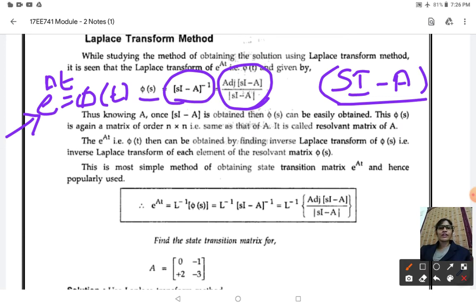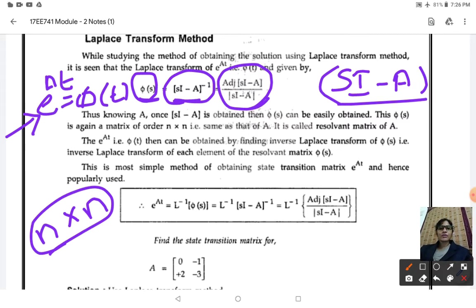Suppose if you can identify the sI minus A matrix, then it is possible for us to obtain phi of s. What could be the order of this phi of s matrix? Again it will be the same as the matrix order of A.